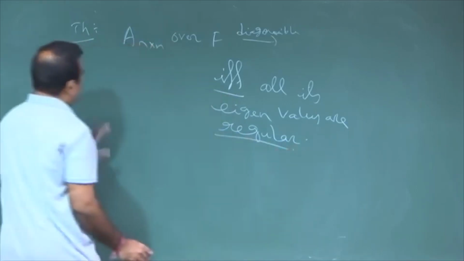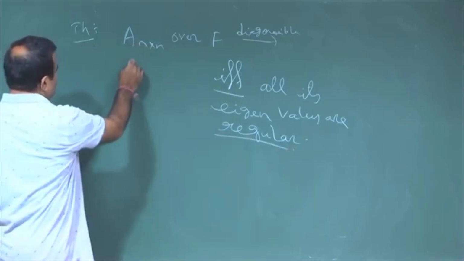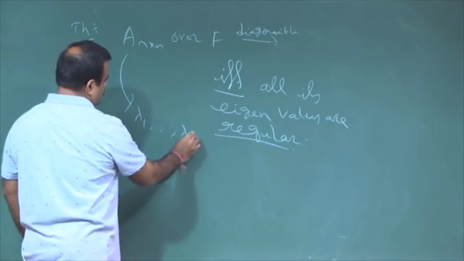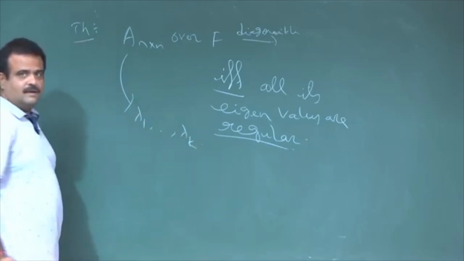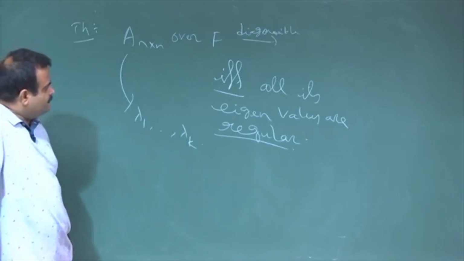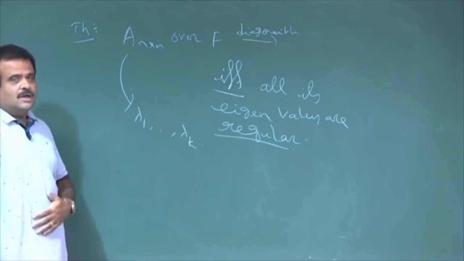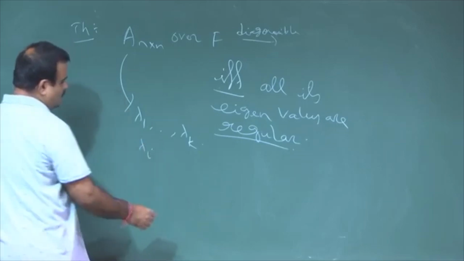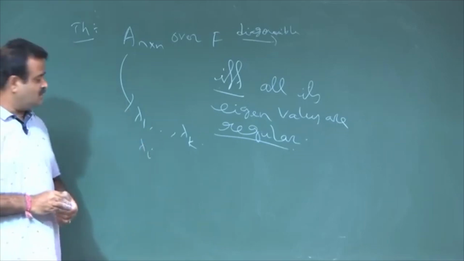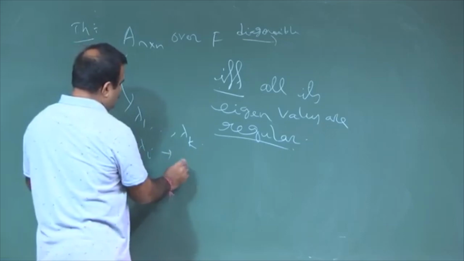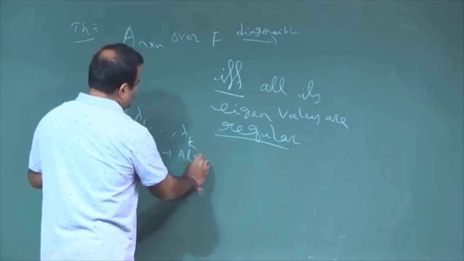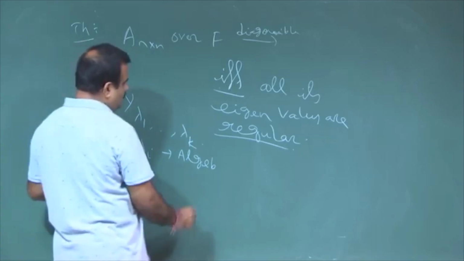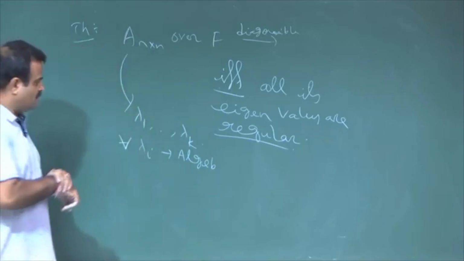Suppose A is a matrix. So, it has eigenvalues, say lambda 1, lambda 2, up to lambda k. They are distinct eigenvalues. Now, regular means, if you take eigenvalue lambda i, it has a geometric multiplicity and an algebraic multiplicity. So, for all eigenvalues the algebraic multiplicity must be the same as the geometric multiplicity.